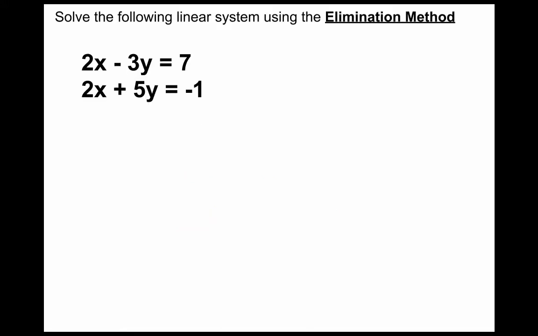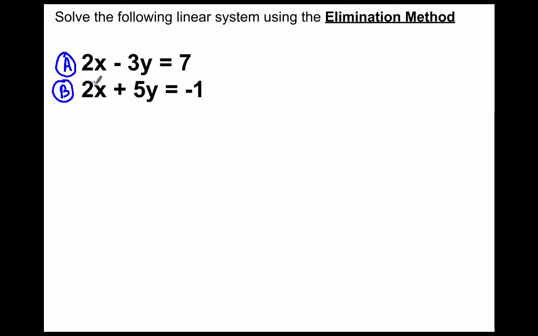So I did this example on my board, and I made a huge mistake. That's why you're seeing a screencast, and I'll show you. Even though it's embarrassing, I'll show you where I made my mistake. So let's look at this equation. We have two equations, 2x minus 3y is equal to 7, and 2x plus 5y is equal to negative 1. First of all, I'm just going to make sure that I name them. Call this A and this B, so I know which ones I'm talking about.